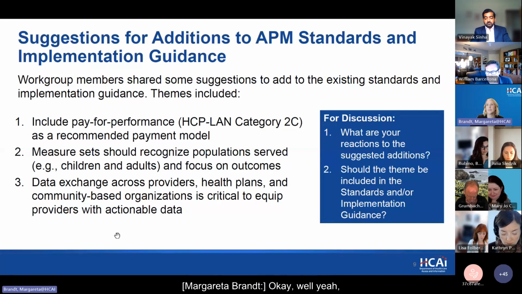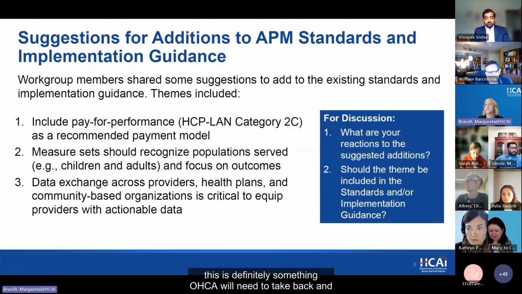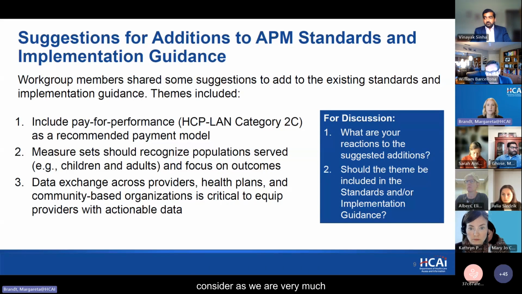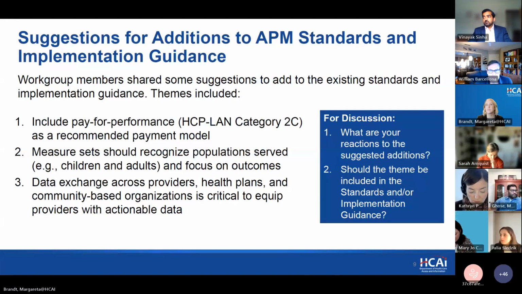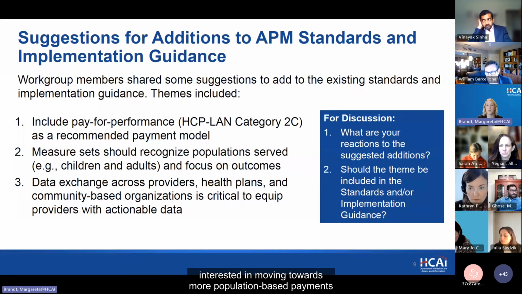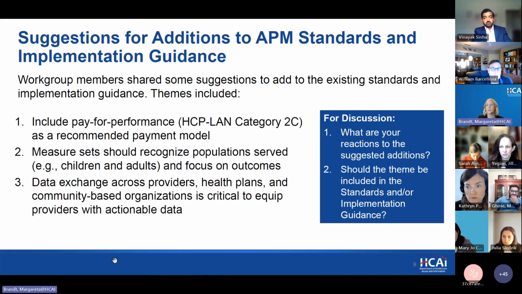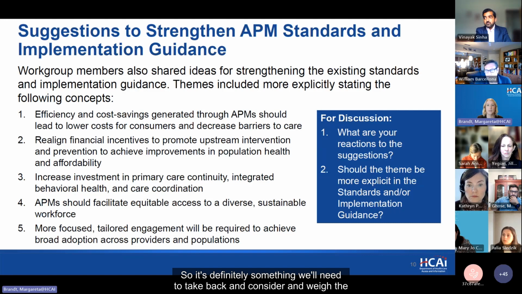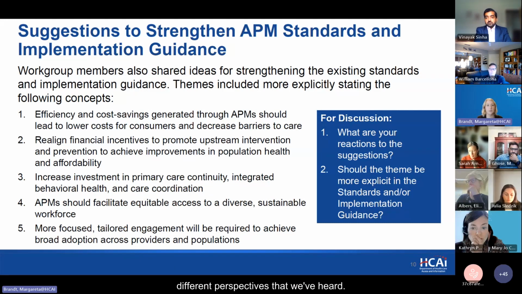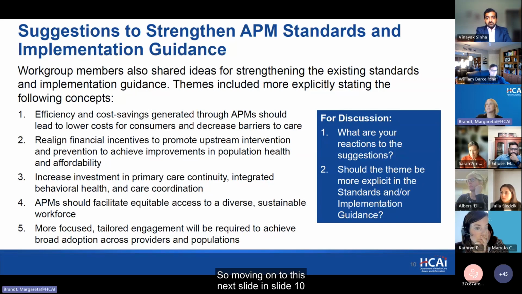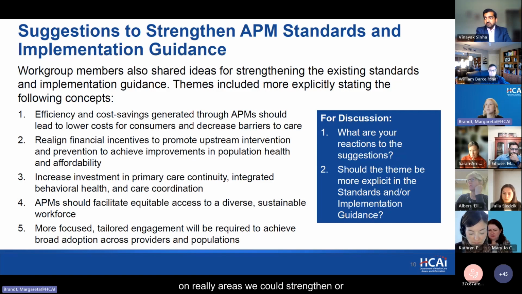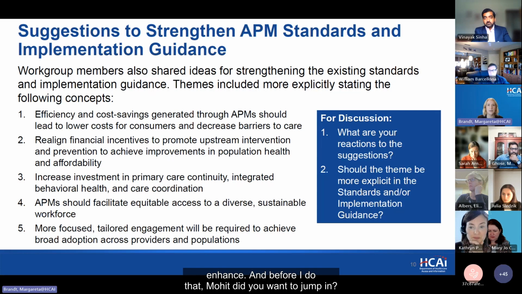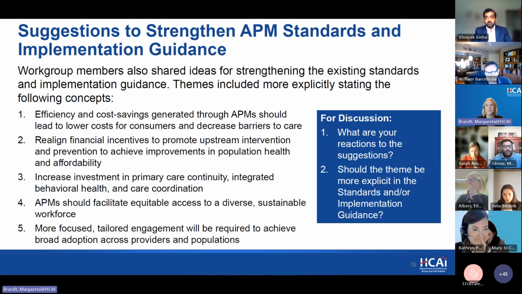Okay. Well, this is definitely something OHCA will need to take back and consider, as we're very much interested in moving towards more population-based payments that really promote that prospective payment and provide upfront resources for care. So we'll need to weigh the different perspectives that we've heard. So moving on to this next slide, slide 10, on areas we could strengthen or enhance. And before I do that, Mohit, did you want to jump in?